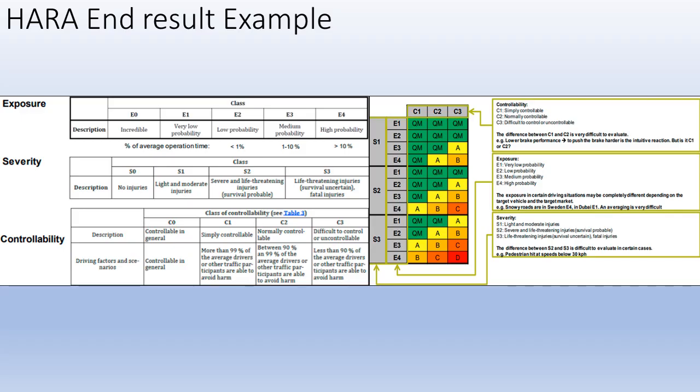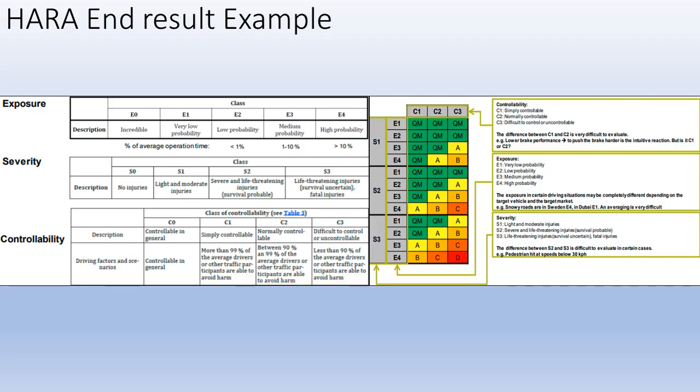Now in this particular slide you can see the end result example of a completed HARA. Based on this table on the left and the matrix on the right, you can come to the conclusion what the ASIL level of a given functionality is. Depending upon the exposure, severity, and controllability, you decide the ASIL level of the given functionality. Moreover, you can see there is one particular level called QM.